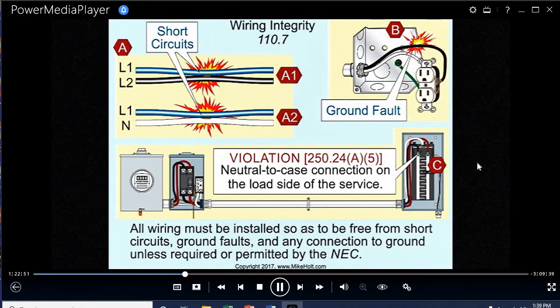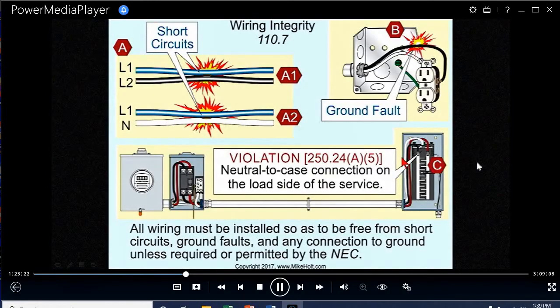Well, I think I'm the one that actually asked you to put this in, because a lot of people don't realize that the code does require you to have a properly operable installation. People are always like, oh yeah, it doesn't have to work, it's just got to be installed. Well, no, it does. It can't have short circuits. You can't have short circuits all over the place and expect to pass an inspection. It has to be free from shorts, free from ground faults. The code does require it. It is a code requirement.